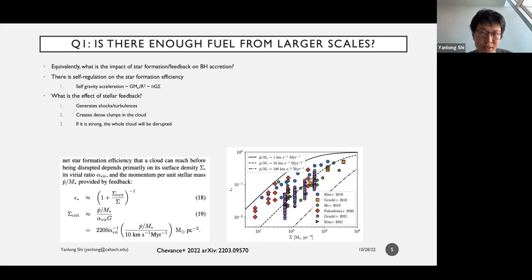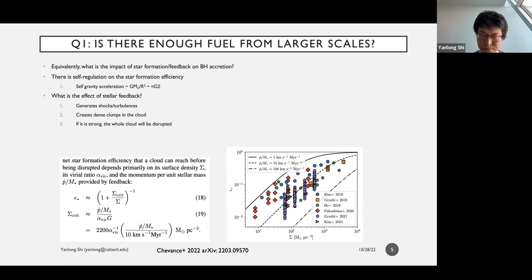So the first question is, is there enough fuel from larger scales? Equivalently, this is a question about the impact of star formation on the black hole accretion, because the star formation feedback can change the state of the ISM, which is the gas reservoir for the accretion. There are many previous studies which find that the star formation efficiency is highly self-regulated by its self-gravity or the surface density, which can be described by this simple analytical argument, where GM over R squared is basically G times sigma, where sigma is the surface density.